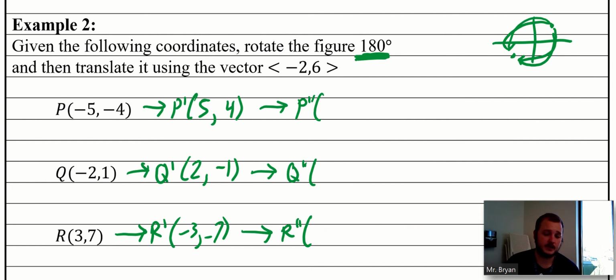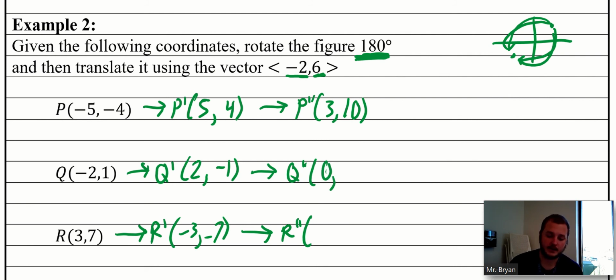And when I use this vector, all it's telling me to do is how to change the x-coordinates and how to change the y-coordinates. So since the first number is -6, I subtract 6 from all the x-coordinates. And then since the second number is 2, and it's a positive, I add 2 to all the y-coordinates. So 5, 4 here, when I subtract from the x-coordinate, is now going to be -1, and then when I add to the y-coordinate, that's going to be 6. Continuing with Q prime and Q double prime here, when I subtract from 2, that gives me -4.